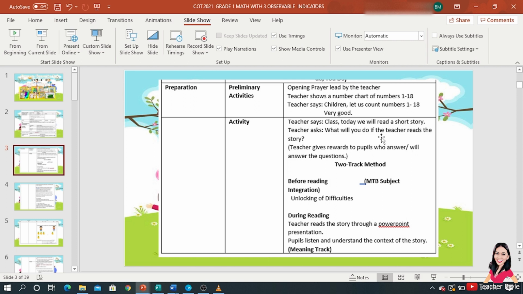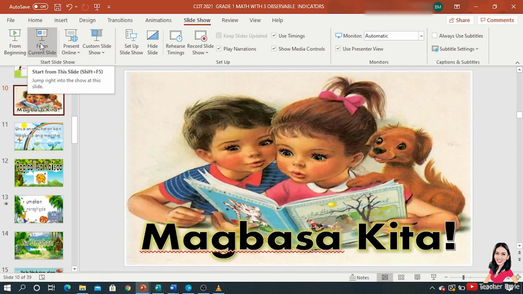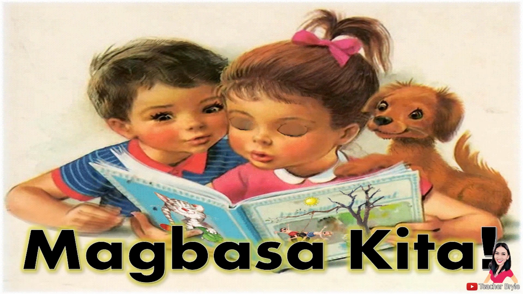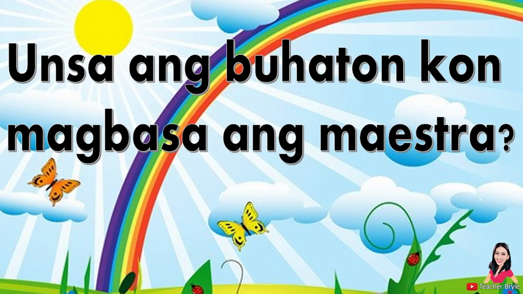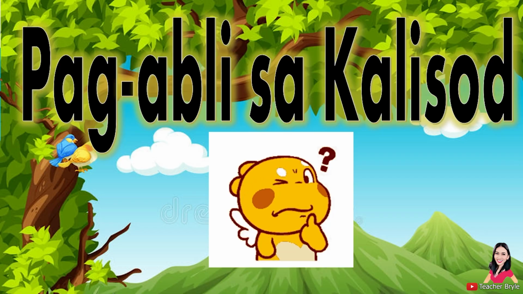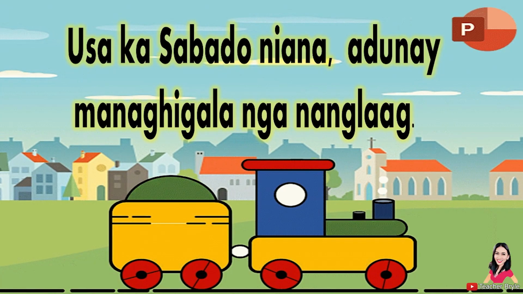Okay, so here is my activity. The teacher will read a short story. I already made a PowerPoint for it. So after I drilled the number chart 1 to 18, after that I presented a story. So we will read. What should you do when you read? Please sit at the back.